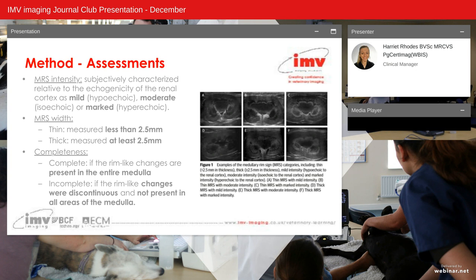The width of the medullary rim sign was characterized as thin if it measured less than 2.5 millimeters, which is the top line of images, and thick if it measured at least 2.5 millimeters, which is the lower line of images. And then the medullary rim sign was finally characterized as complete if the rim changes were present in the entire medulla, or incomplete if the changes were discontinuous and not present in all areas of the medulla.